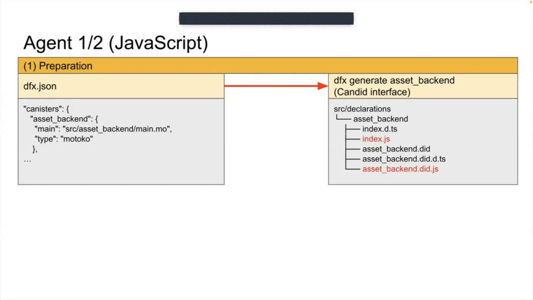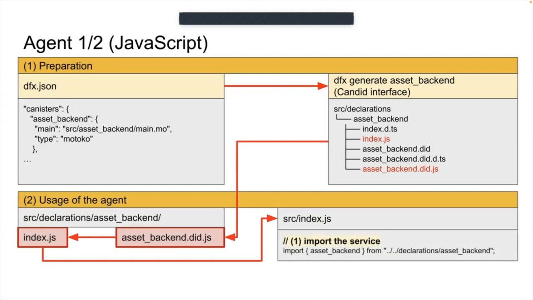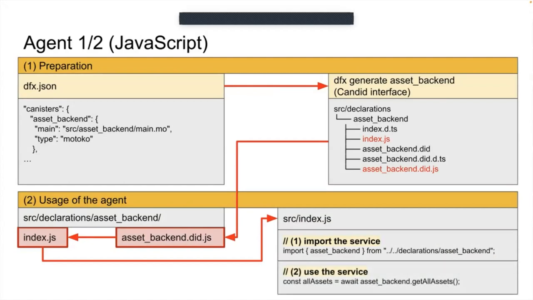After this preparation work, we can start using the agent. Based on the generated files in the declarations folder, we can use this agent directly in our frontend application. And this is done with two simple steps. The first step is to use the import statement to import the agent or service into the file we need. In our case, it is the index.js file. The second step is to call the service by simply using the await command followed by the imported object name and the public exposed function we are going to call.